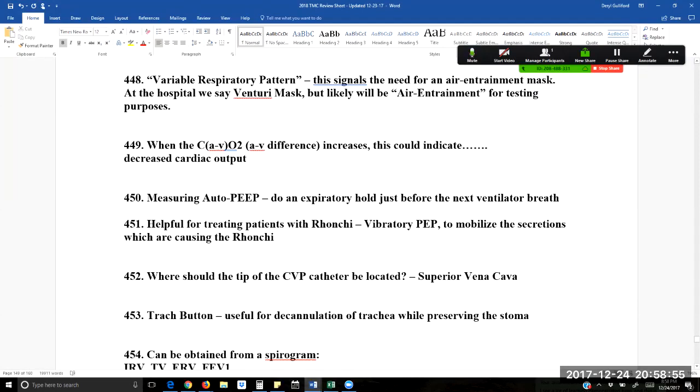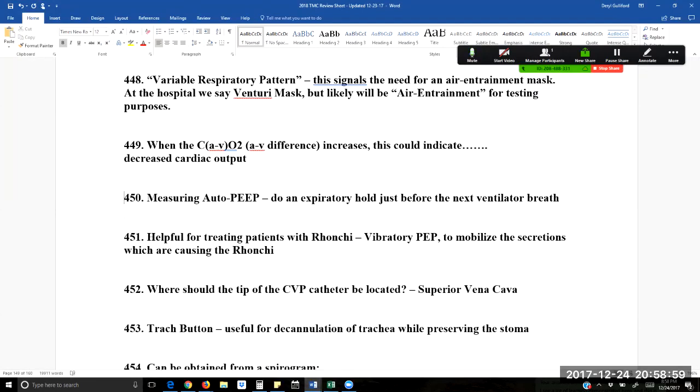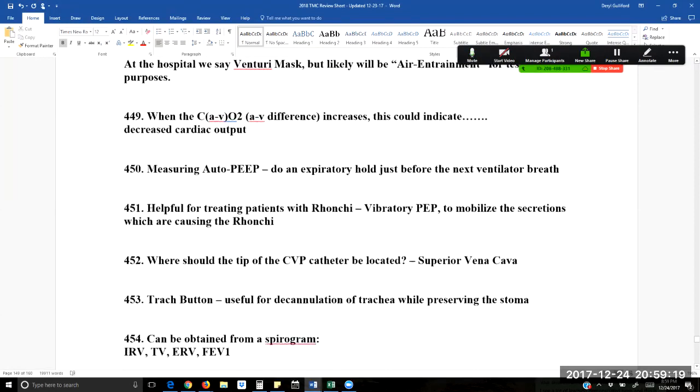Measured auto PEEP: you do an expiratory hold just before the next ventilator breath, and that allows you to measure auto PEEP. Okay, helpful for treating patients with rhonchi. What is it? Vibratory PEP. Rhonchi are sounds produced by secretions. So PEP is a good therapy to use for secretions, and it just makes sense. Use the PEP to mobilize secretions causing the rhonchi.